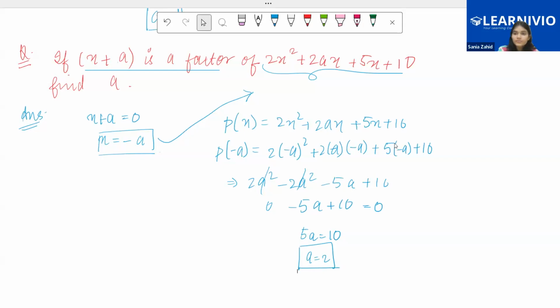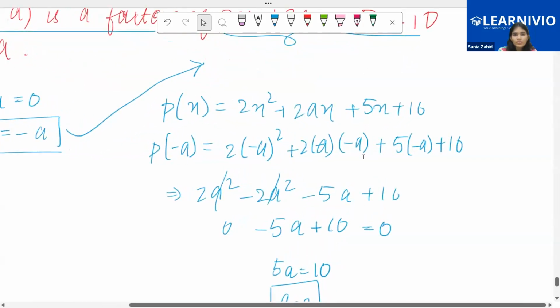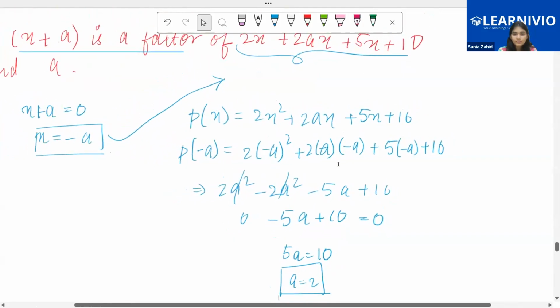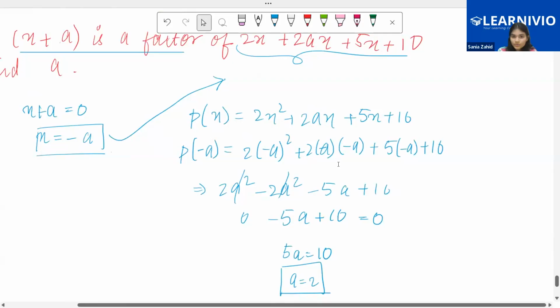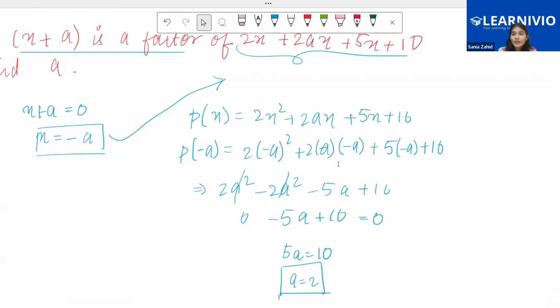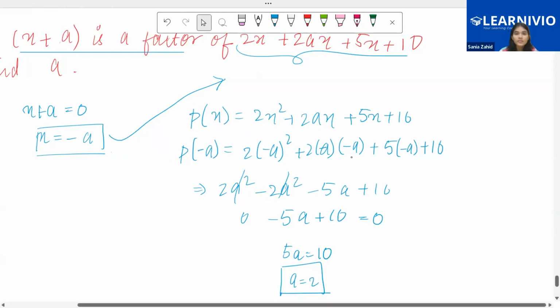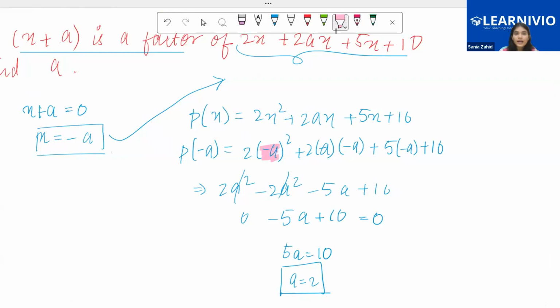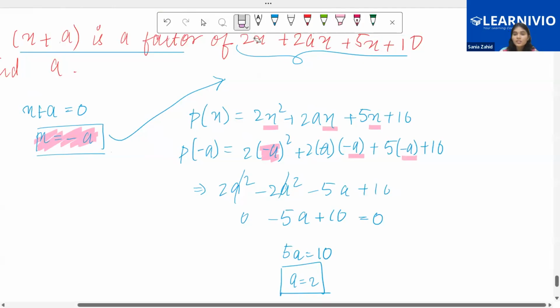Yes, ma'am, Umesh. 2x square plus 24x. So it's not 24. Where is it 24? 2x square. So 2 minus a square. Okay. This is minus a, Umesh. I've solved it. The value for x is minus a, right? So instead of x, I've written minus a everywhere. Minus a, minus a, minus a. This is not minus a, this is plus a. Remember? Because this was already there. Okay.